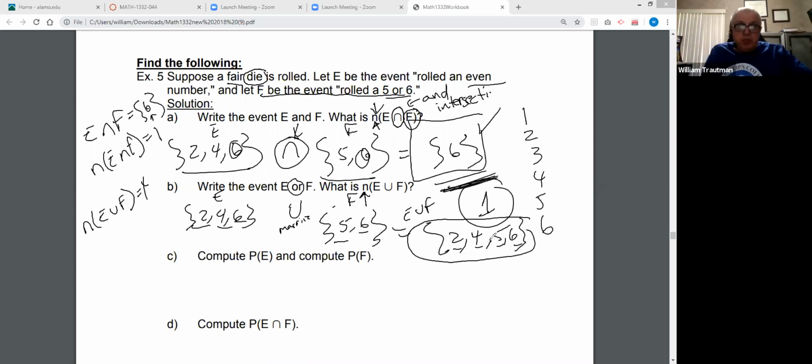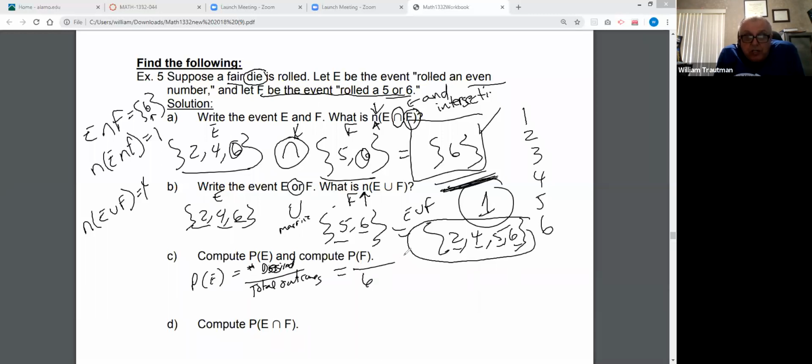Okay. Let's compute the probabilities now. We're not doing cardinal numbers anymore, just the probability of E. The probability of E is the number that's desired divided by the total outcomes. Well, when I roll a dice, there are 6 total outcomes. 1, 2, 3, 4, 5, 6.